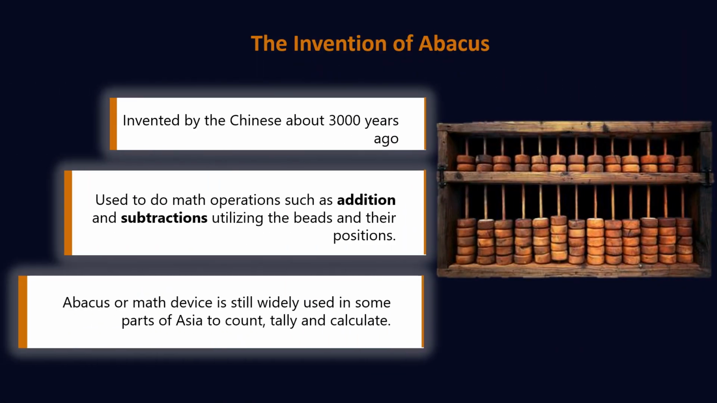The invention of the abacus. I hope you have heard about the abacus. History says it was invented by the Chinese about 3000 years ago. This is the oldest device in history to be used for arithmetic purposes, such as simple addition and subtraction. The abacus is still widely used in some parts of Asia to count, and is also known as a counting frame. The abacus itself doesn't work. It was a manual device made of wood.